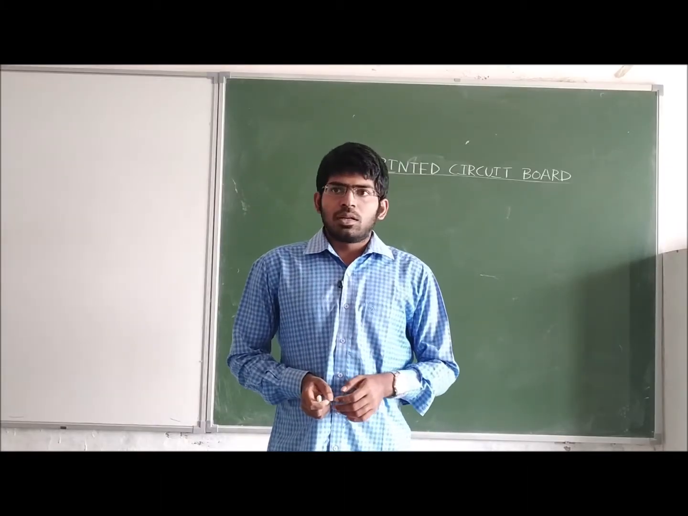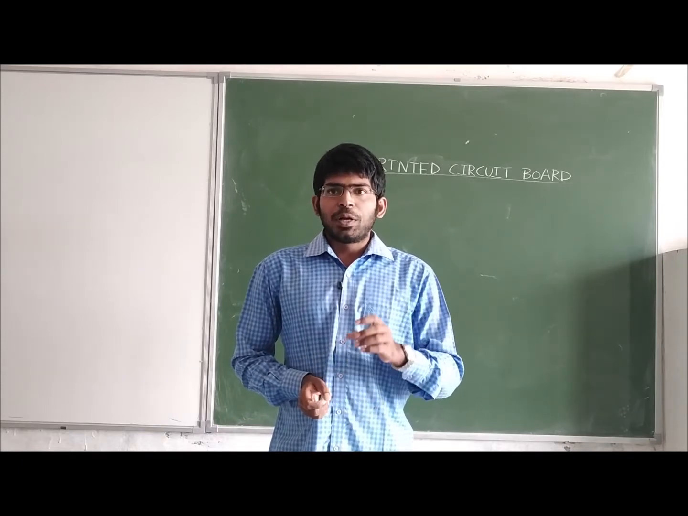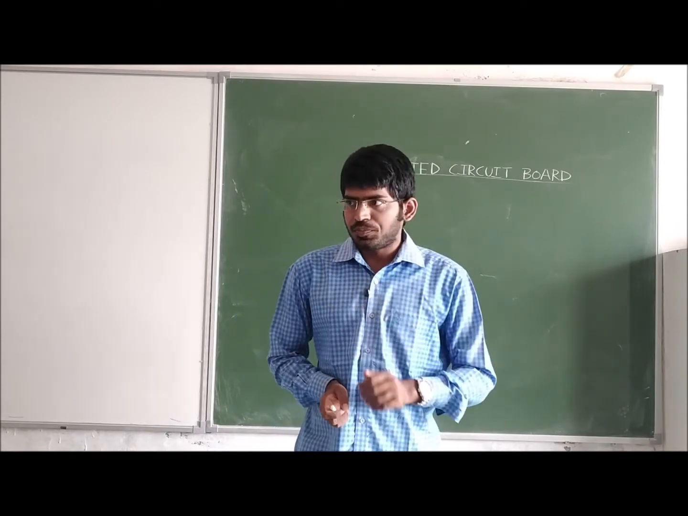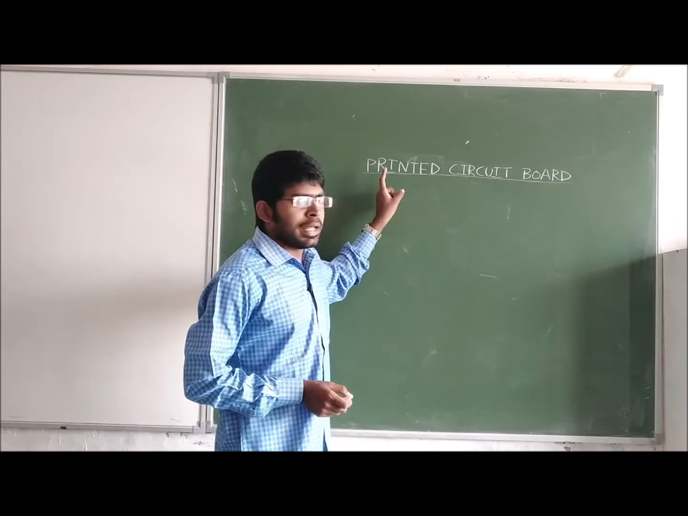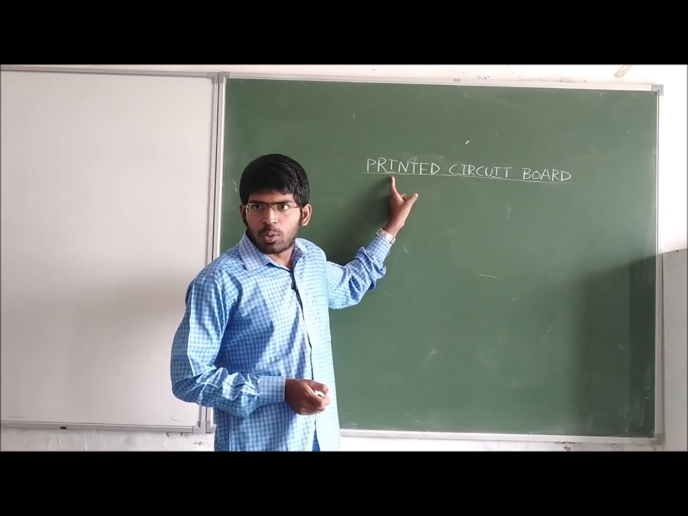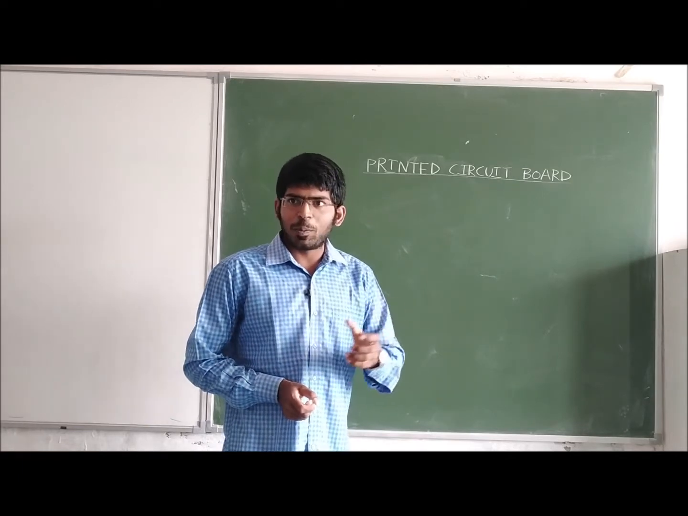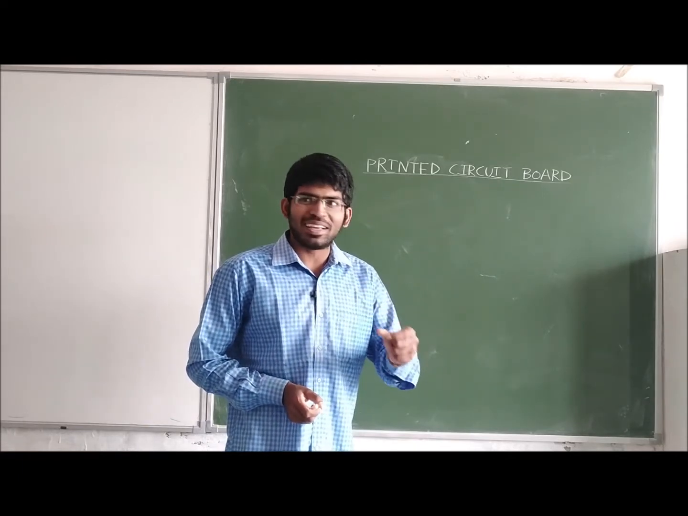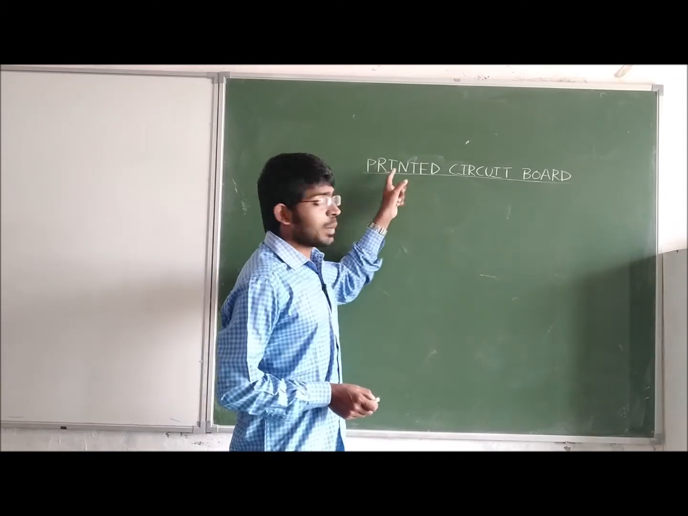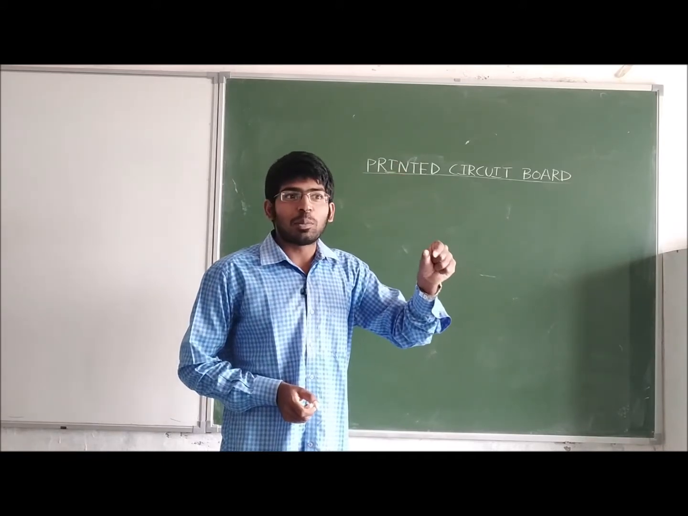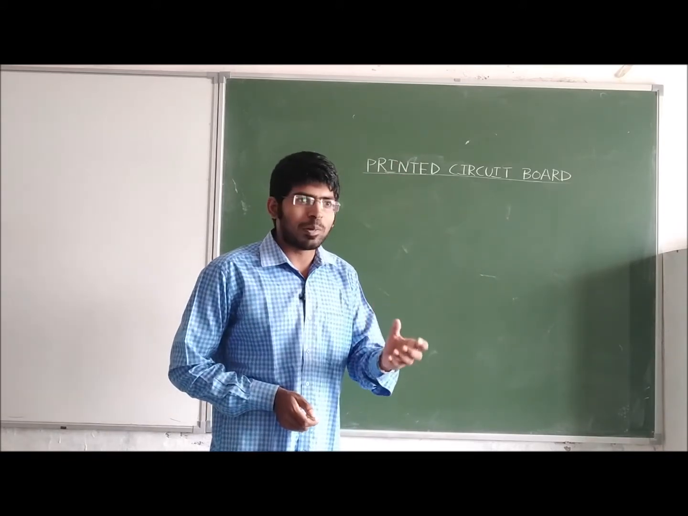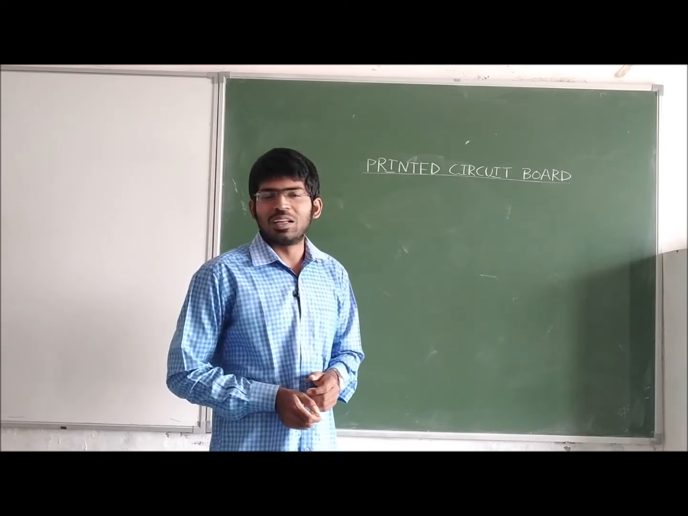In the third chapter, we are discussing the printed circuit board. As the name suggests, we are printing something. When we see a newspaper, there is printed ink. Now we are printing with some conductor. That may be copper, that may be silver.